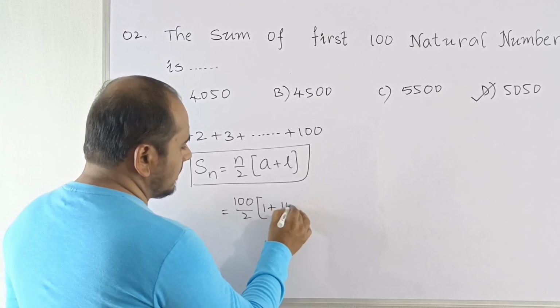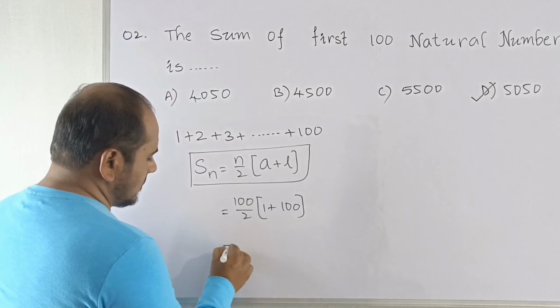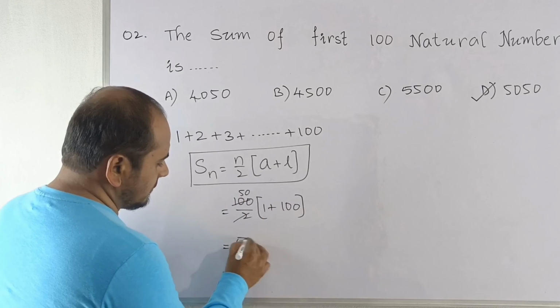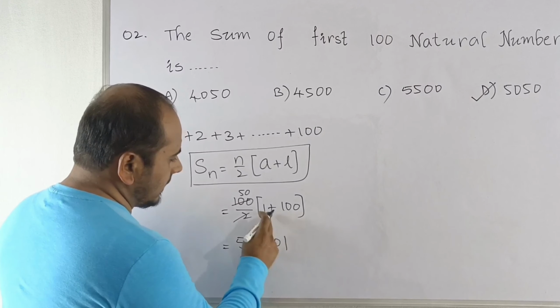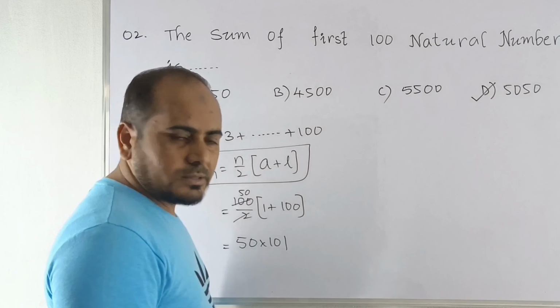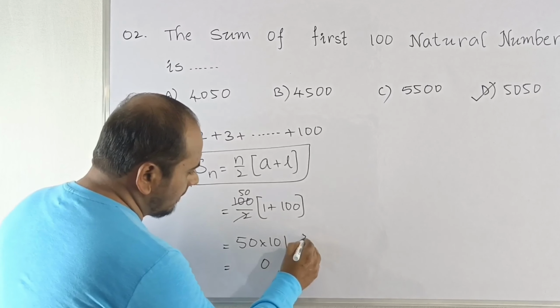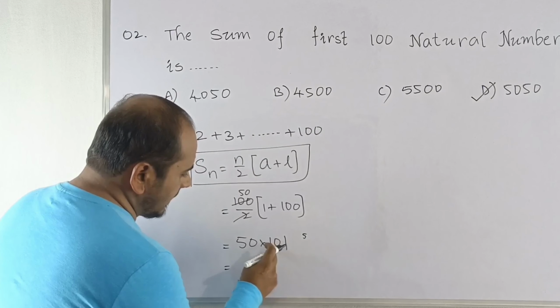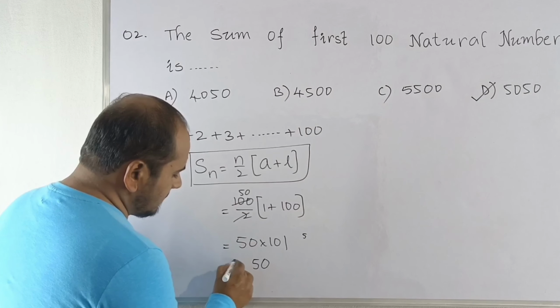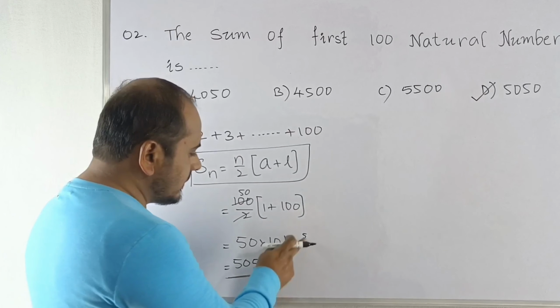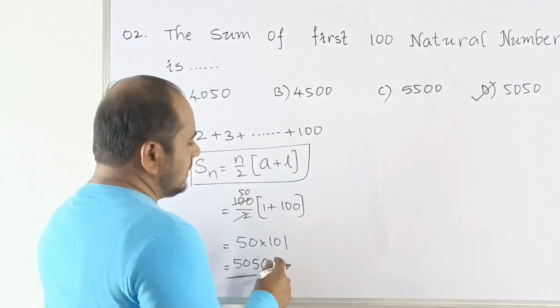That is 1 plus 100. So here 2 fifties are 100. So 50 into 101. 1 plus 100 is 101. If you multiply, 50 ones are 50, upon 5, so that 5 can be taken as it is, 0, 50 ones are 50. So here 5050 is the right answer. Like this we can calculate, my dear.